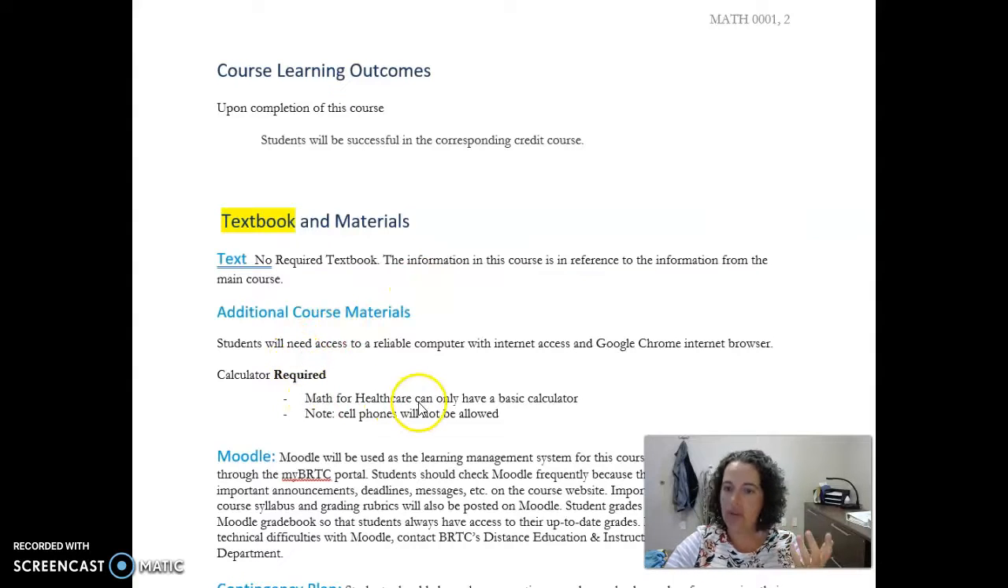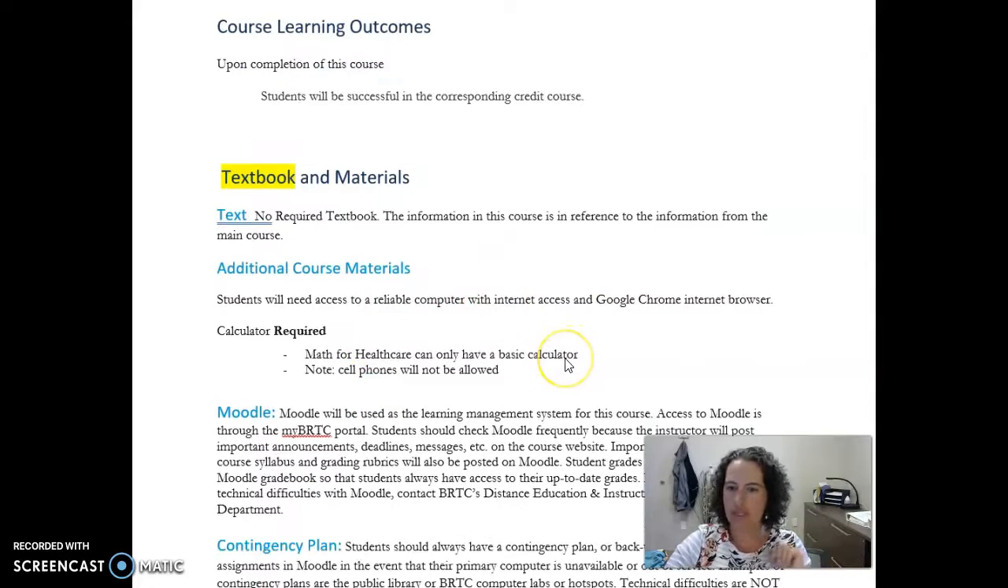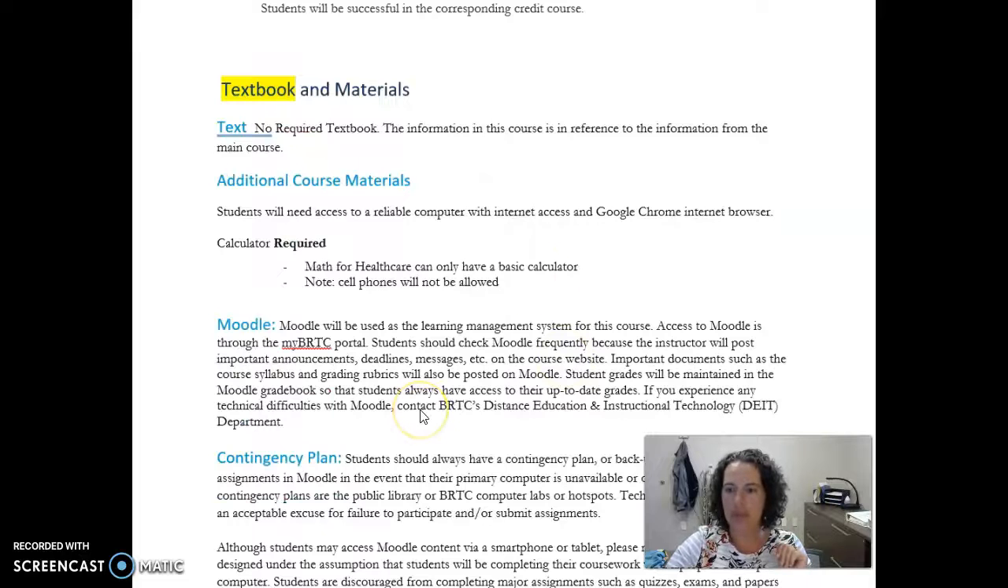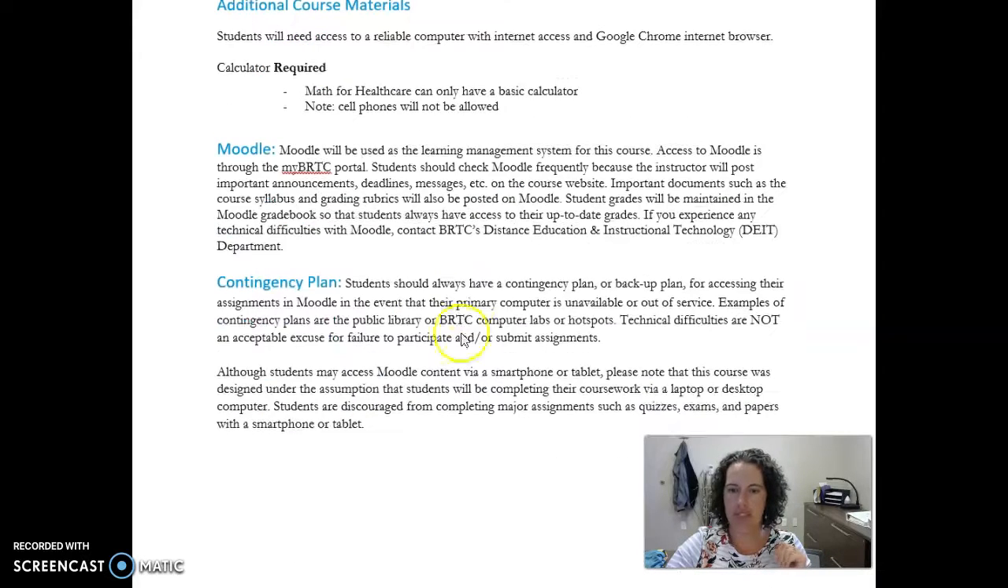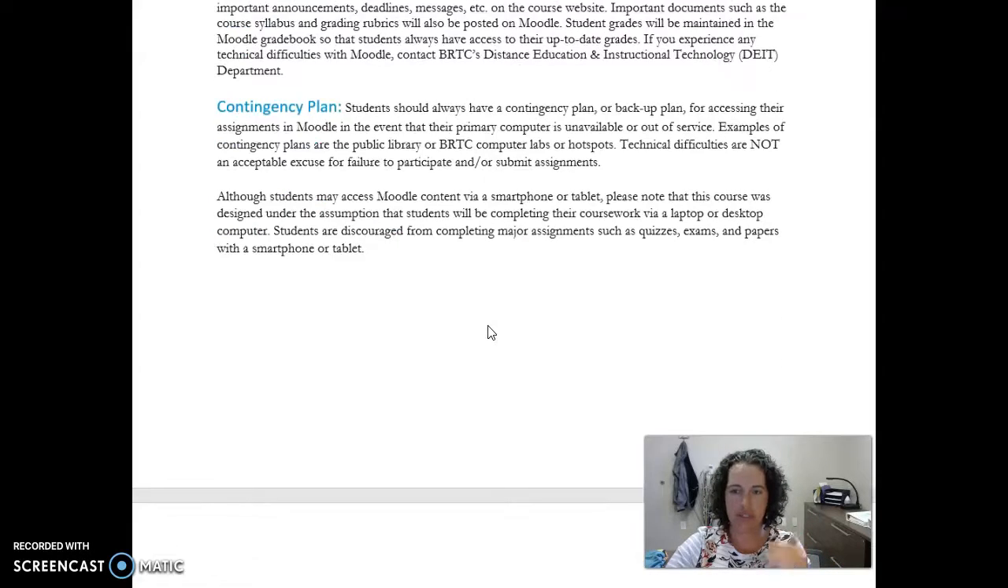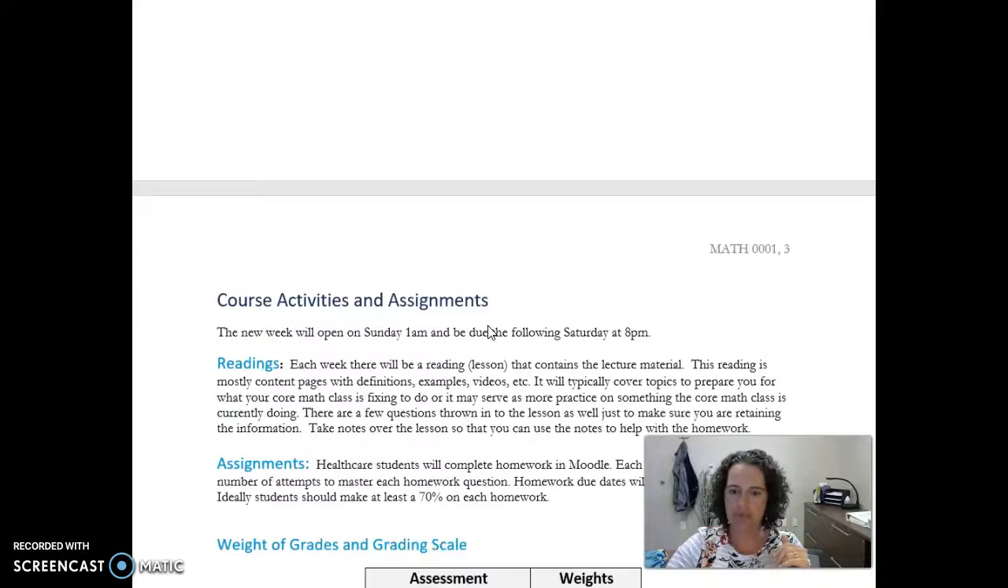You are still going to need a calculator just like the one you have in Math for Healthcare, so nothing extra there. You're going to need your computer and internet, so again, nothing extra. We are going to use Moodle. Contingency plan, just like we talked about in the Math for Healthcare class, have that backup there in case something goes wrong. There is no extension in these assignments.